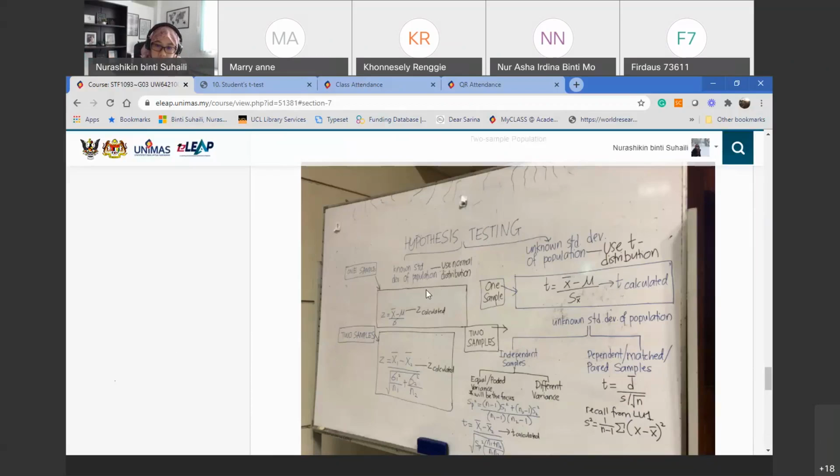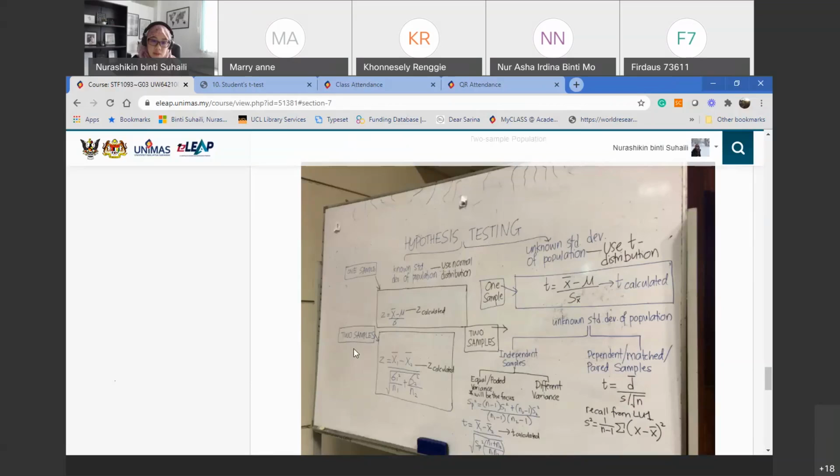So if you see one sample, there are two situations. Last week we studied when the standard deviation is known and when it is unknown. For known, we calculate the Z and compare with the Z table and make a decision based on the comparison. For the unknown standard deviation, we find T based on this formula, compare the T table and the calculated T, and make a decision based on that.